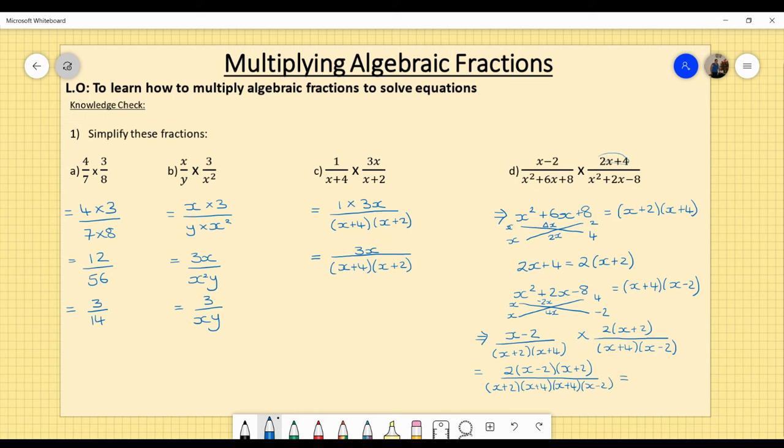And hopefully you'll see there are parts then that will cancel out. So x minus 2 here will cancel with the x minus 2 there. And the x plus 2 there will cancel with the x plus 2 there, leaving me with 2 over x plus 4 times x plus 4, which I can write even better as x plus 4 in brackets squared.